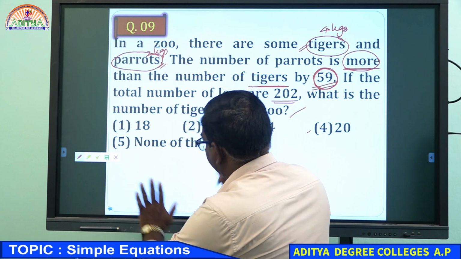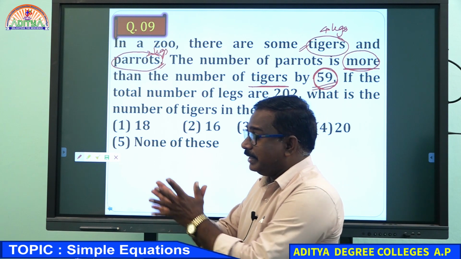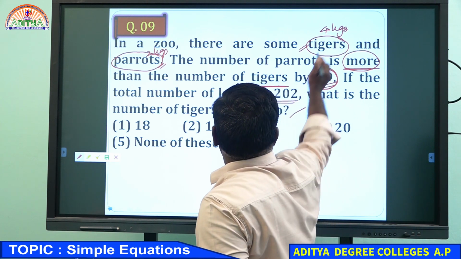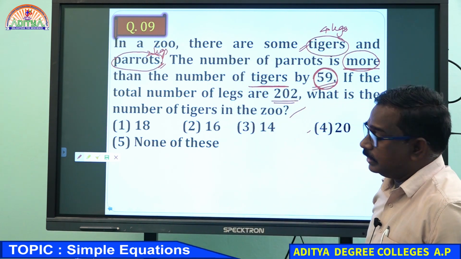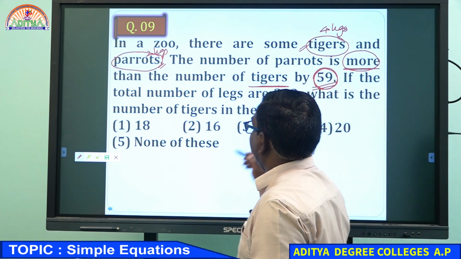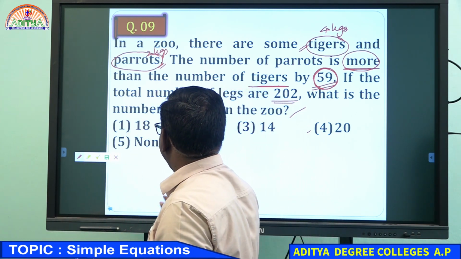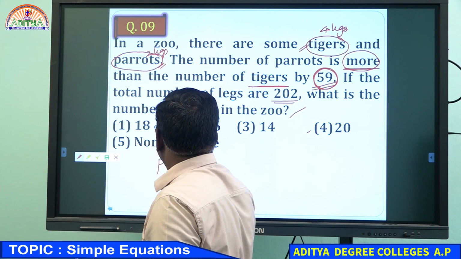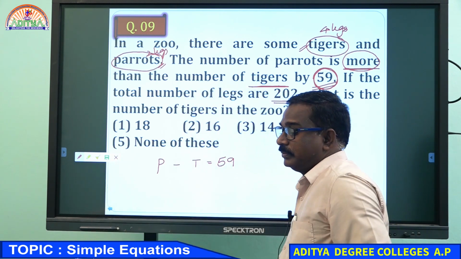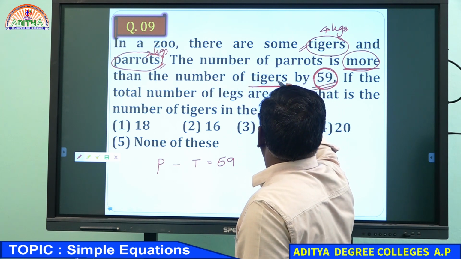Just read the question carefully. You will get an idea, a thought process. If not, you will get the equation form. Okay, we can discuss now. See, tigers and parrots are given. Which is more here? The number of parrots is more. I am doing the equation form first, later we can do the thought process. Parrots and tigers, the difference is given as 59. That is the first equation.